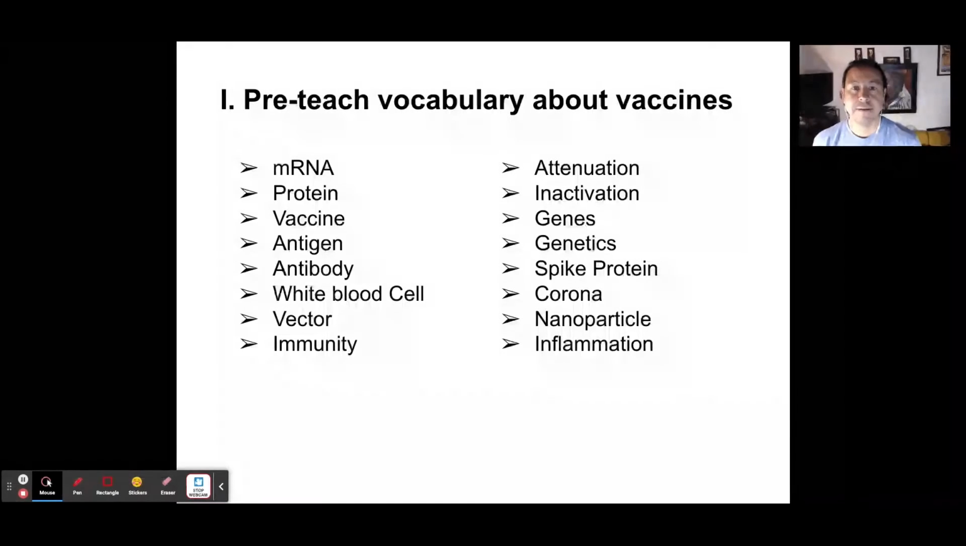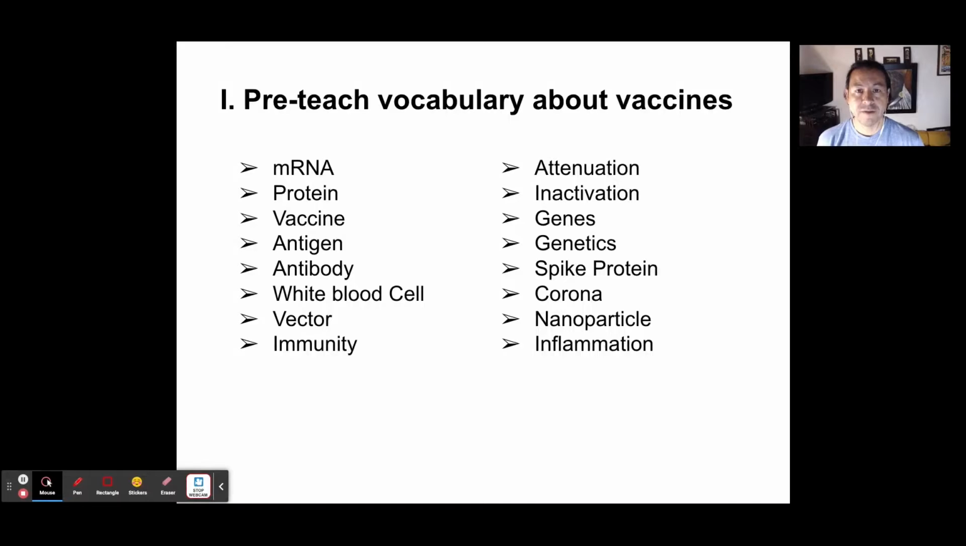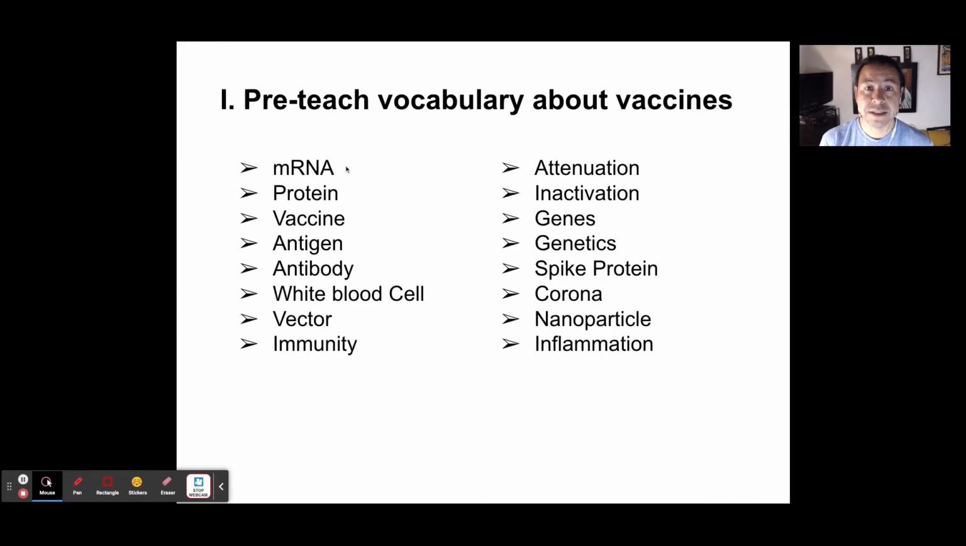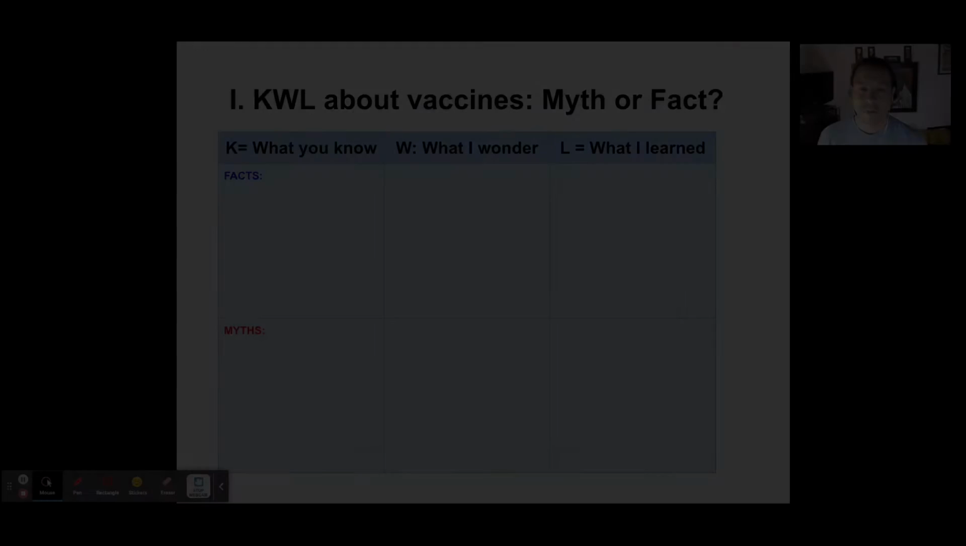Here you have a very essential vocabulary for your learning. As you saw in the video, most of these words were used. In order for you to attain the goals for this presentation, you must become acquainted. Let's start with messenger RNA. This is the genetic component that is transcribed from DNA.